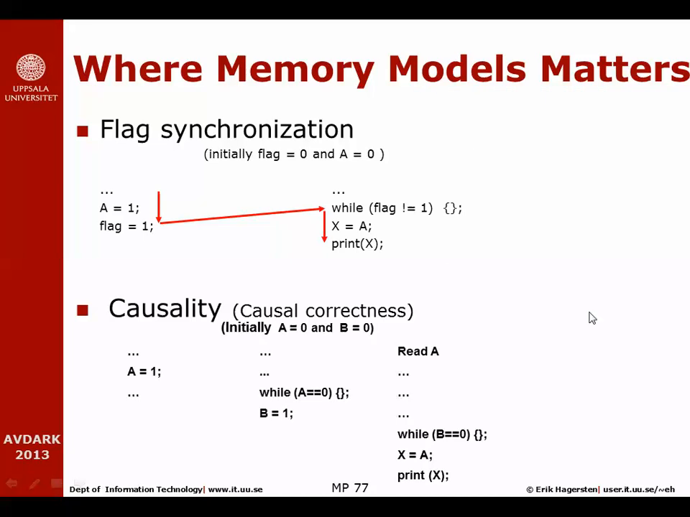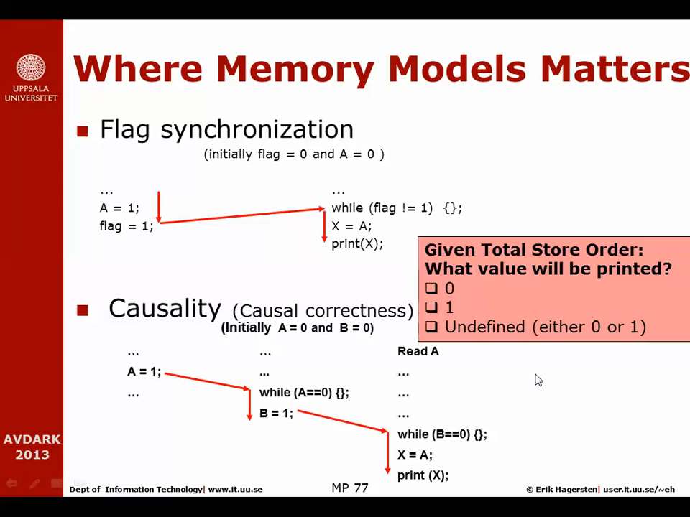What about this example, the partial correctness example? Once more, here's the value change order and the program order, defined in this simple example. Given total store order, what value will get printed?